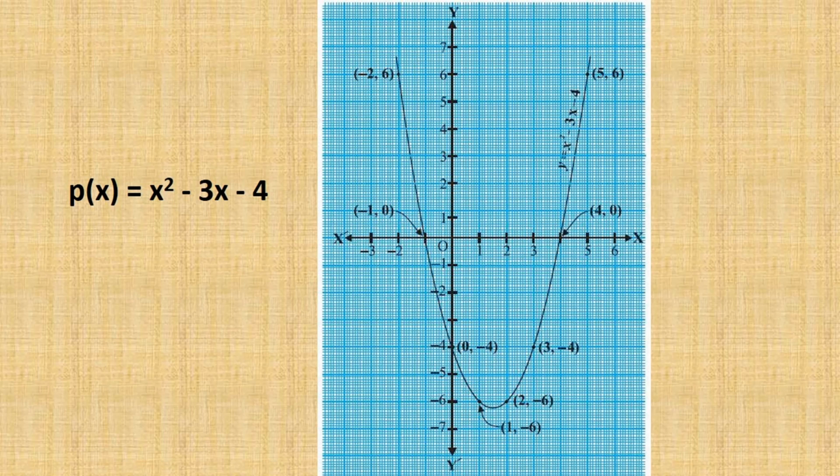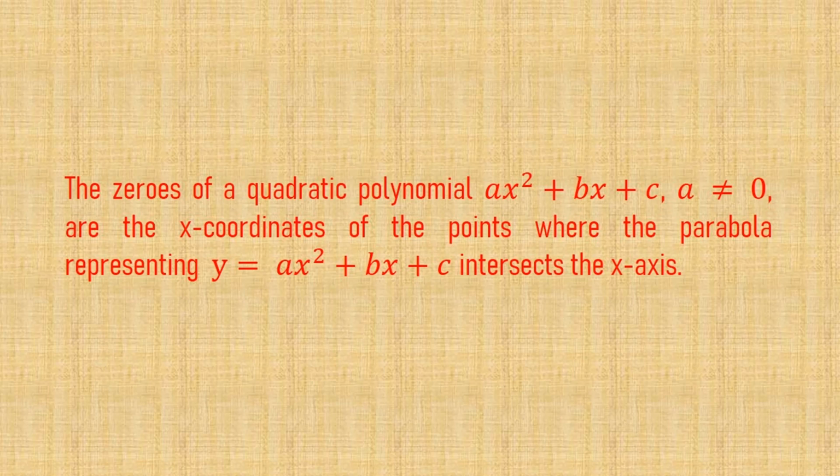This curve intersects the x-axis at -1, 0 and 4, 0. So which are the zeros of this polynomial? -1 and 4. Very good. -1 and 4 are the zeros of this polynomial. So from this graph also, we confirm the idea that the zeros of a second degree polynomial, or a quadratic polynomial, are the x coordinates of the intersecting points of the graph and the x-axis. Okay.